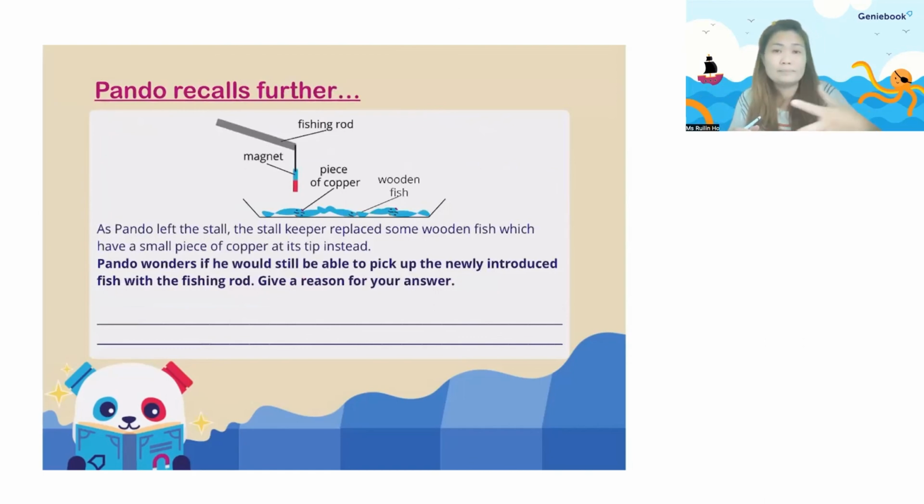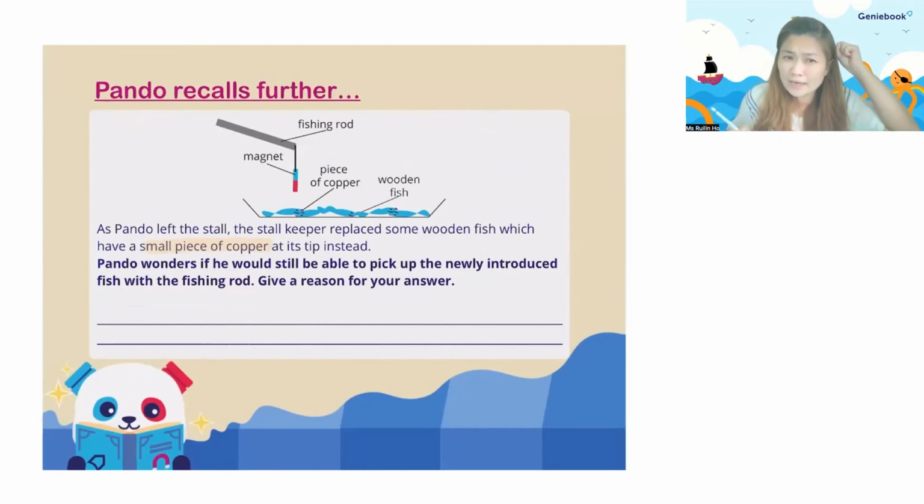So next, after Pando left, the storekeeper decided to do something. He's going to change some of the wooden fishes with other wooden fishes with copper tip. So this time around it is copper. So will you still be able to attract the fishes? All right, so no. Why is it not able to? Hannah says no. Daniel said no too. Why will Pando not be able to attract the fishes now?